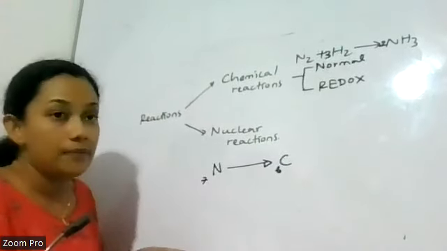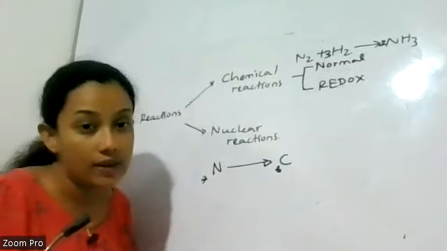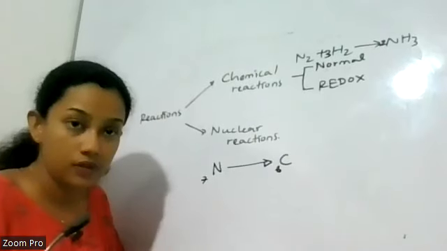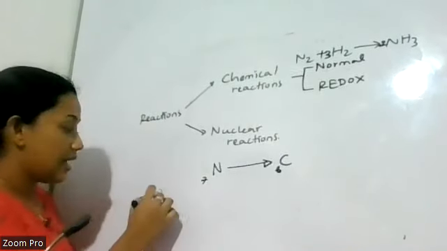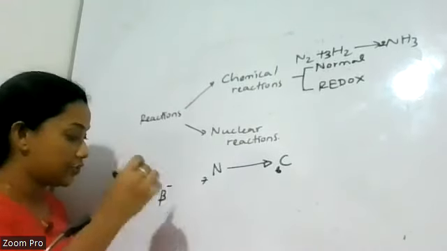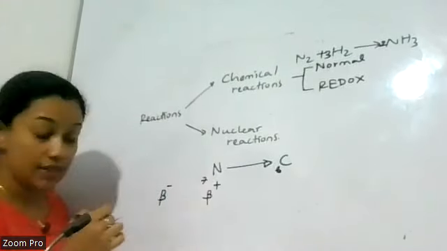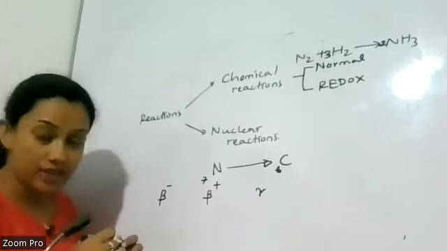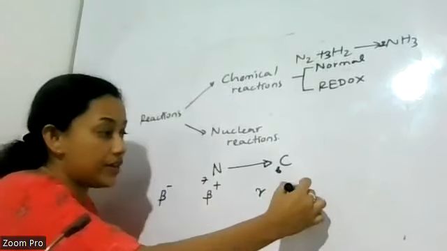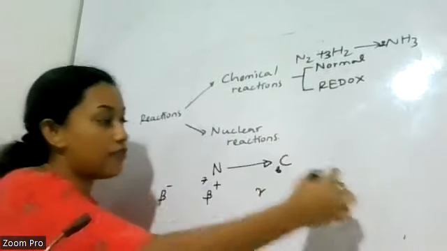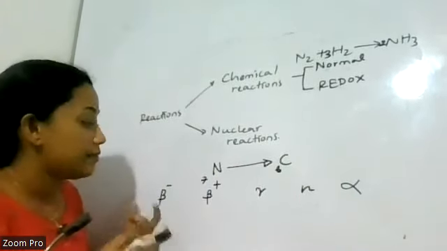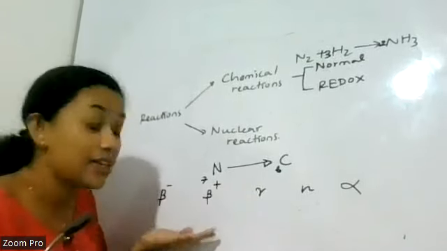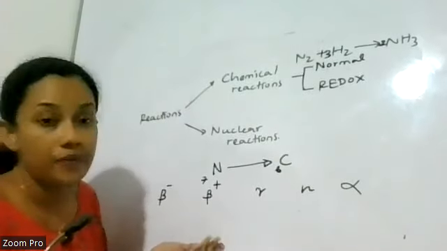In nuclear reactions, some radioactive particles are emitted. Right? Radioactive particles are emitted, like beta minus particles, beta plus particles, that means positrons, gamma rays, neutrons, and alpha particles. These 5 particle types are emitted within nuclear reactions, emitted or absorbed by some reactants.